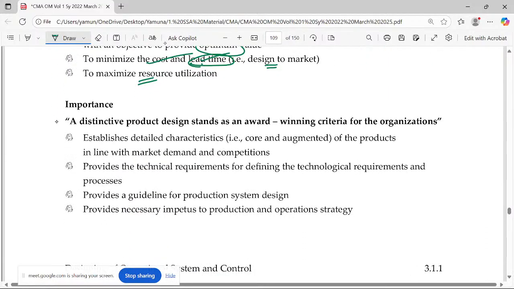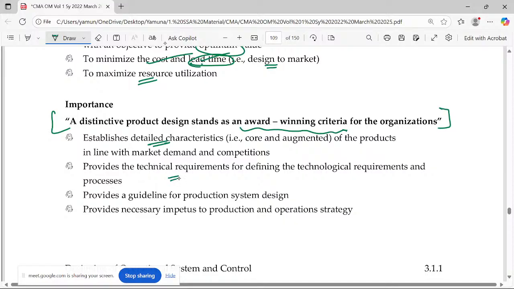Importance, yes, please highlight this heading. Importance, probably you may get this as a post question, or if anything is asked related to product design, I request you to write this line. See, a distinct product design stands as an award-winning criteria for the organization. Again, Mahindra Thar or Scorpio. Establishes detailed characteristics.